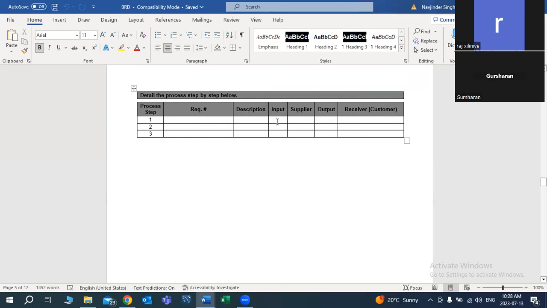Input means what is the input you are giving. For example, you are developing a login. That is your requirement. What is the input? Giving the user ID and password is the input. Logging into the application is the output. Who is the receiver? The people who are using that particular requirement are called receivers, who are nothing but customers.